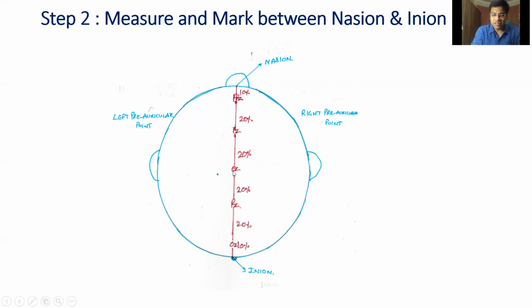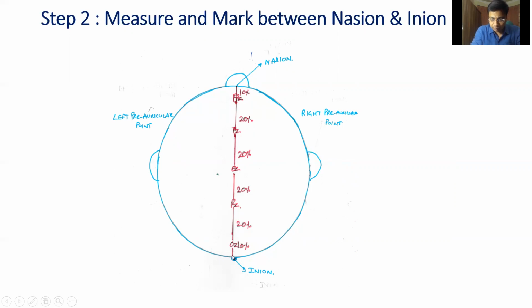Similarly, from CZ moving backward 20% will be called PZ, and from PZ moving backward 20% will be called OZ, and from OZ 10% will be inion. So now we have measured.